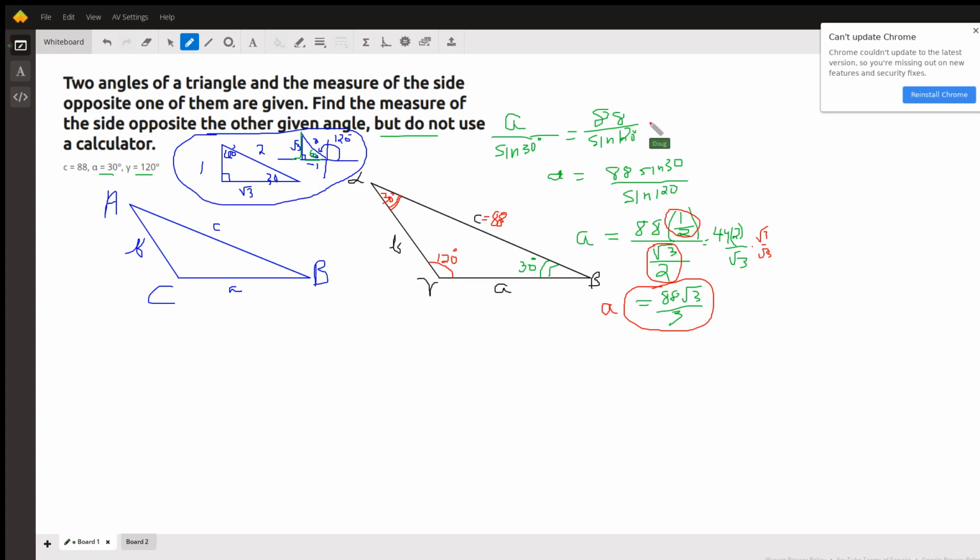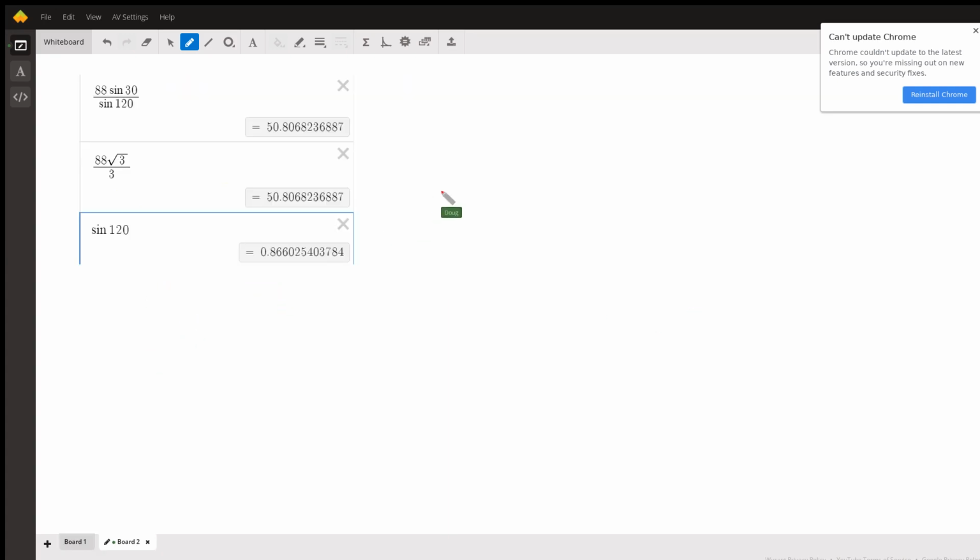You could also do it this way, B over the sine of 30, but there's no need because you realize it's an isosceles triangle. And here's proof. 88 times the sine of 30 over sine 120 is about 50.8. And 88 radical 3 over 3 is the same thing. So there's your answer right there.